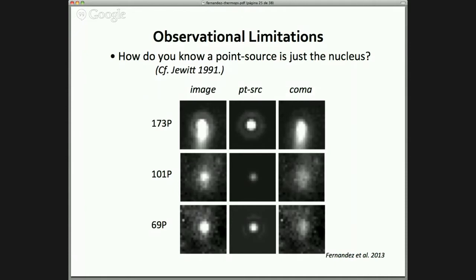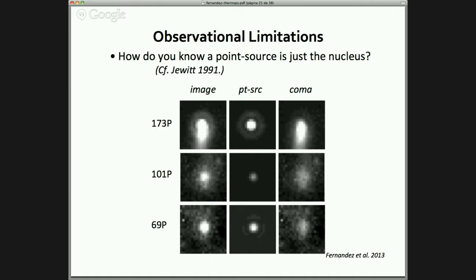Okay, so observation limitations. I mentioned that we do this photometric extraction thing when the image of the comet looks like it has extended emission. How do you know that a point source is just a nucleus? We talked about this in the paper, but admittedly one of the fundamental assumptions is that when you do that technique, you pull out a point source from the image of the comet, and that point source is identical to the nucleus, right?